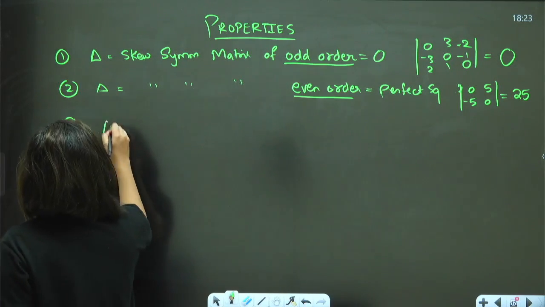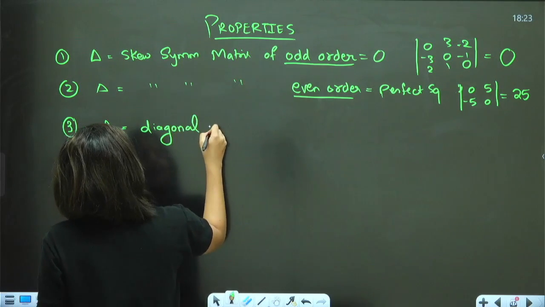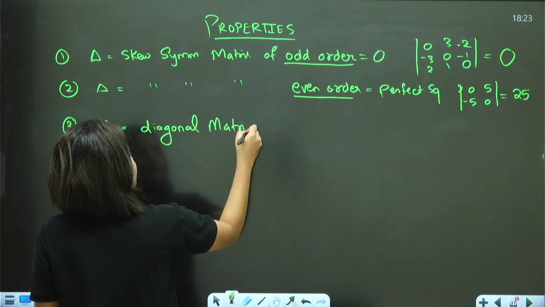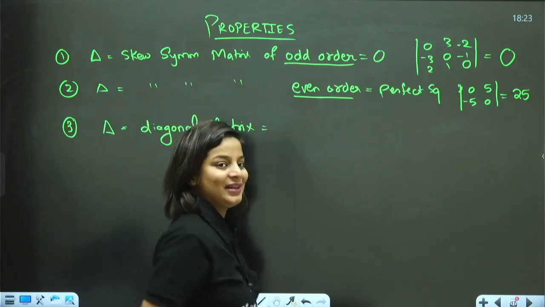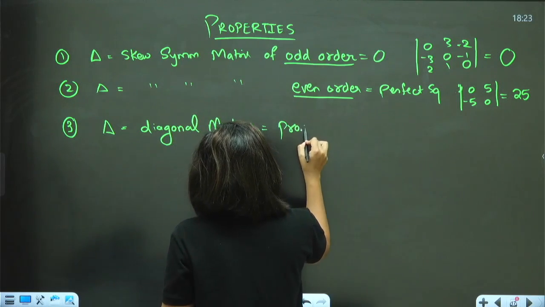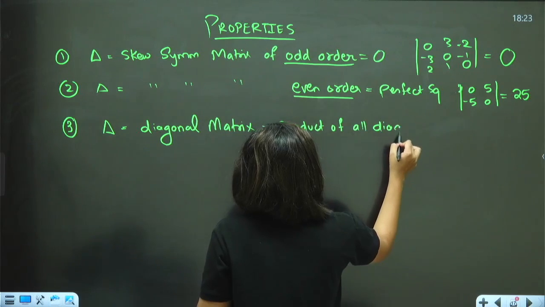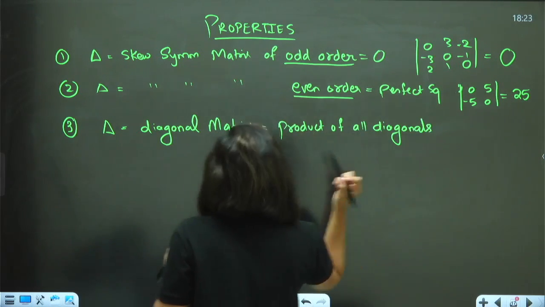Next, determinant of a diagonal matrix. What is the determinant of a diagonal matrix? Those who have attended my matrix session will be able to answer. If you have a diagonal matrix, its determinant is the product of all diagonals, right? Product of all the diagonals. You simply multiply all the diagonals and get the answer.